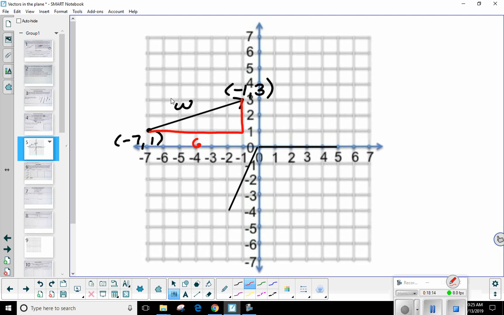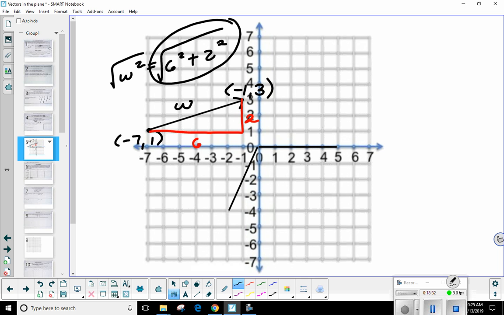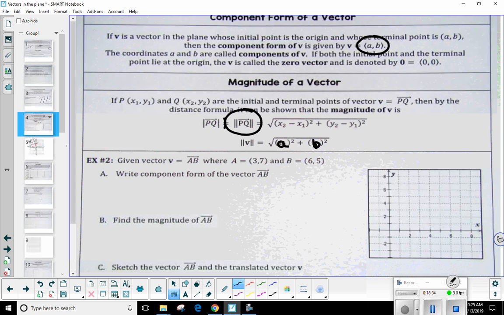we said we went 6 to the right and 2 up. Okay. If I did want to find the length of this right here, I mean, just think about W squared equals 6 squared plus 2 squared, right? And then what would you have to do? Take the square root. Well, look at what you ended up with. That's exactly what the formula is showing you. The square root of A squared plus the B squared. Okay. It's already set it up using the Pythagorean theorem. Does that make sense? Okay.